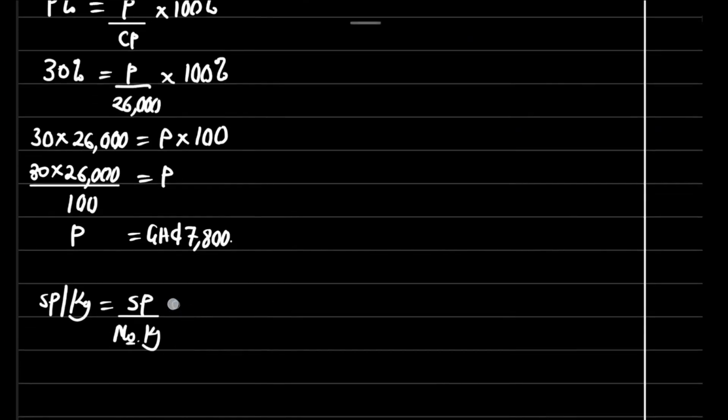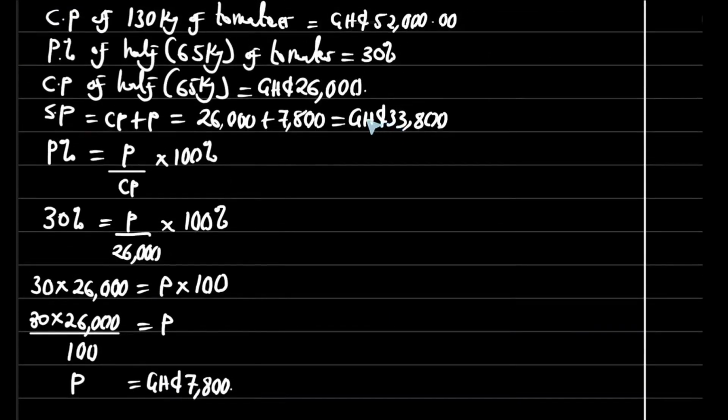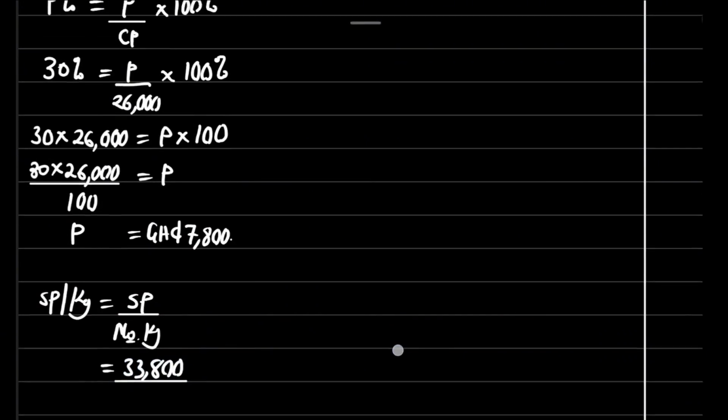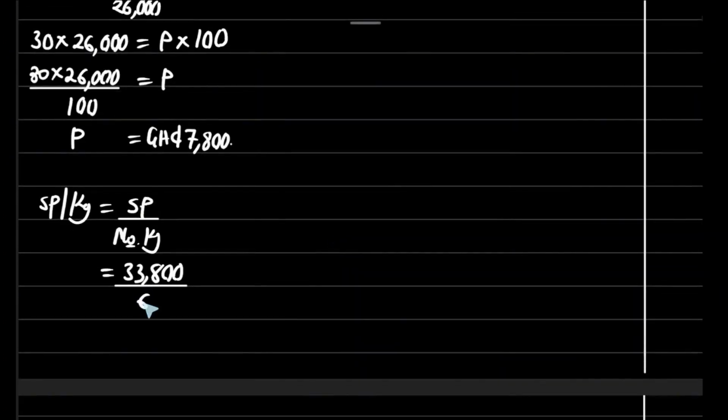So how do we go? Since we have the total selling price given here as 33,800, then we can find the selling price per kg. So we'll have 33,800 divided by how many kg of tomatoes were sold? We have that as 65. So you divide by 65. So what do we get? With your calculator, we should get a value of 520.